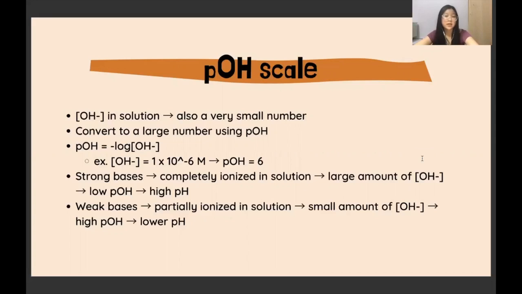Similarly, you take the negative exponent, so that would be pOH equals 6. Strong bases are completely ionized, which means there are a large amount of hydroxide ions present, so there's a low pOH and a high pH. And for weak bases, they're partially ionized, so you have a small amount of hydroxide ions, a high pOH, and a low pH. So I hope that was clear.